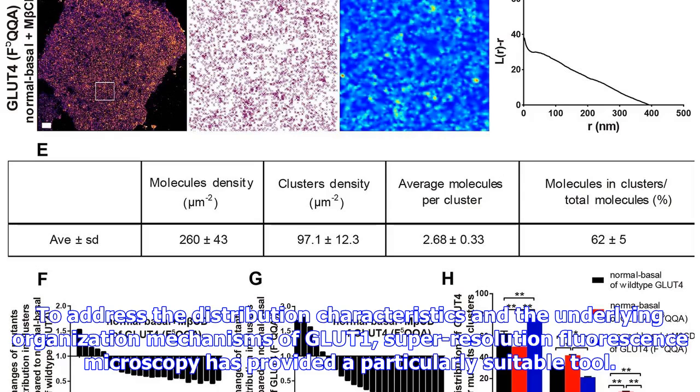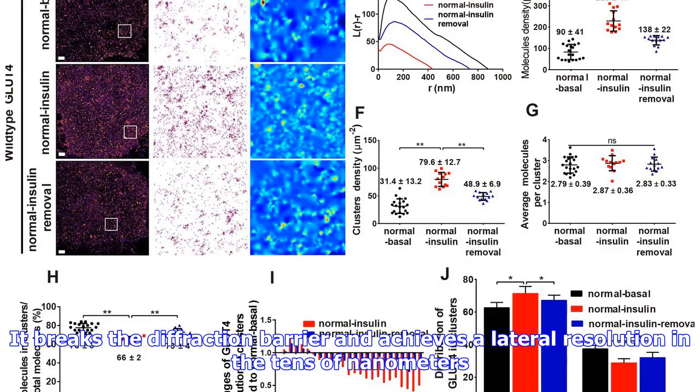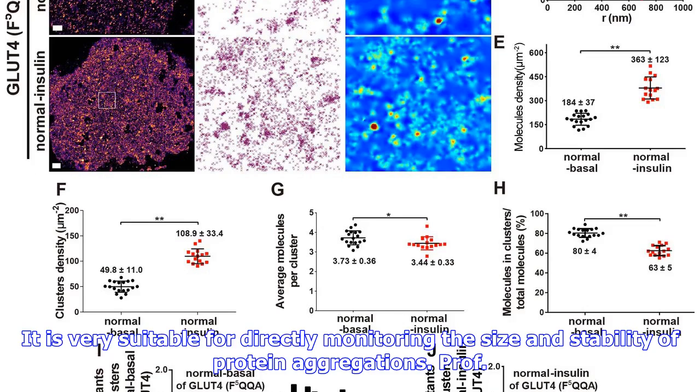To address the distribution characteristics and the underlying organization mechanisms of GLUT1, super-resolution fluorescence microscopy has provided a particularly suitable tool. It breaks the diffraction barrier and achieves a lateral resolution in the tens of nanometers. It is very suitable for directly monitoring the size and stability of protein aggregations.